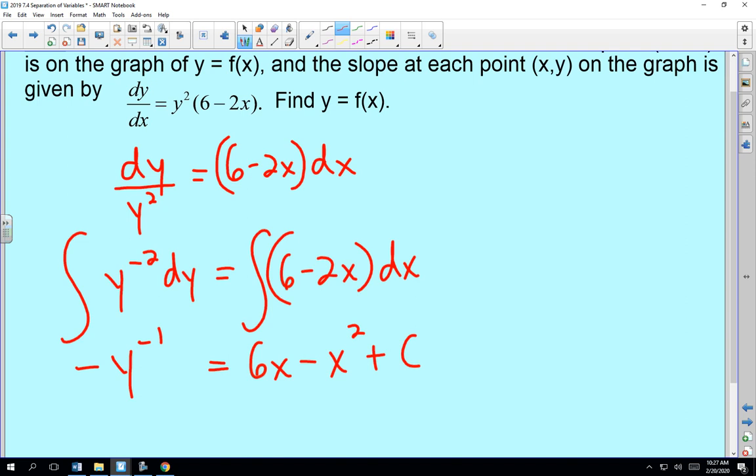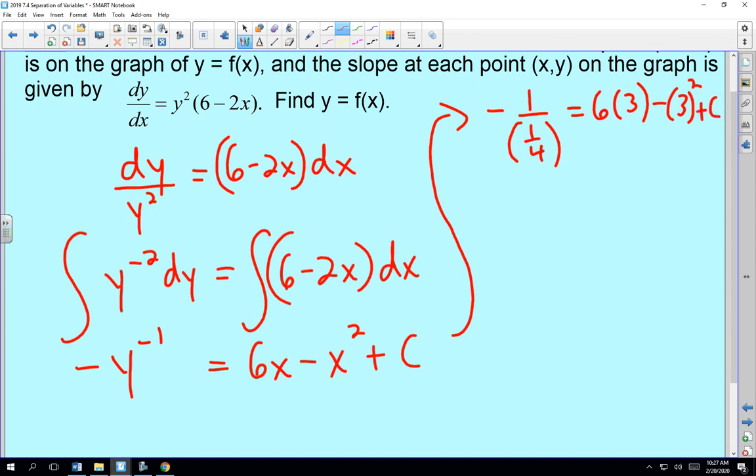So we're going to plug in, what is the point we're plugging in? 3, 1/4. Okay. So let me rewrite this as negative 1 over y, and let's put our 1/4 in there. Okay. So and then equals 6 times 3 minus 3 squared plus c. So we are rewriting y to the negative 1 as 1 over y. And then we're just going to solve for c. Yeah, this comes out fine. This is negative 4. 18 minus 9 plus c. So what is c? Yeah, negative 13.